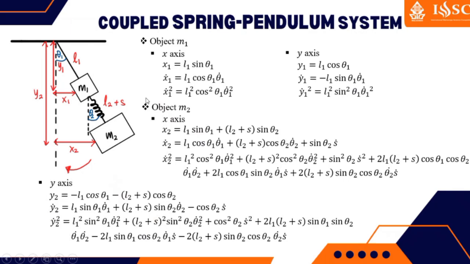We differentiate it to obtain the velocity x dot and square it. Similarly for the y-axis, y1 equals L1 cos theta 1. Differentiate to obtain the velocity y dot and square it as well. The position of mass 2 is affected by angle theta 2, with string length L2 and spring extension S. The breakdown process is similar to mass 1.